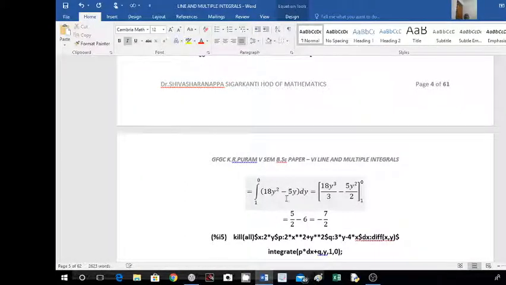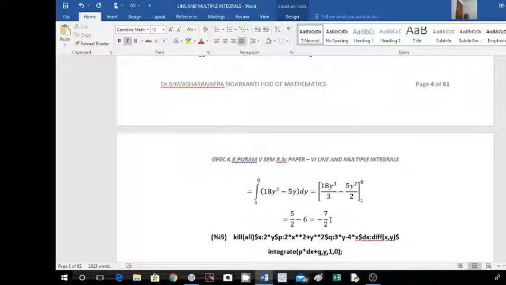Now integrate: 18y cube by 3 minus 5y square by 2 between 1 and 0. First the upper limit, if I put 0, everything will become 0. Then the lower limit, if I put y equal to 1, I am getting 18 by 3, which is 6, minus 5 by 2. Upper limit gives 0 minus of this, so minus of minus becomes plus 5 by 2. That is 5 by 2 minus 6, equal to minus 7 by 2.